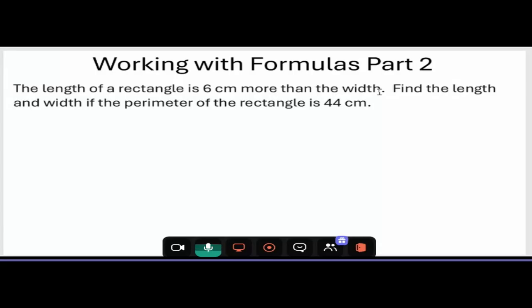That's two different variables. We know we can only solve an equation with one variable, so we're going to have to find a way around that. And we've been told the perimeter is 44. And normally I would also give you the perimeter equation, but I think I just forgot to here.